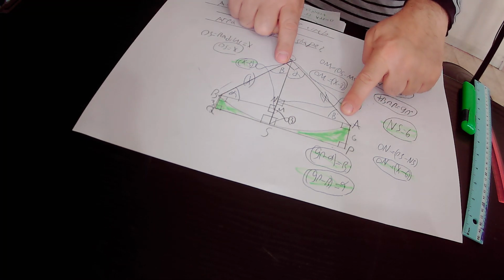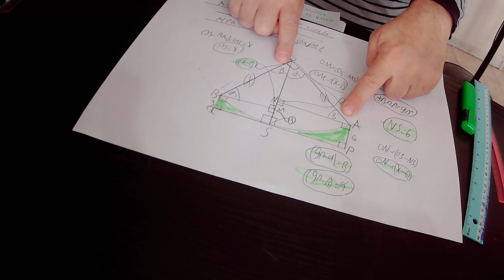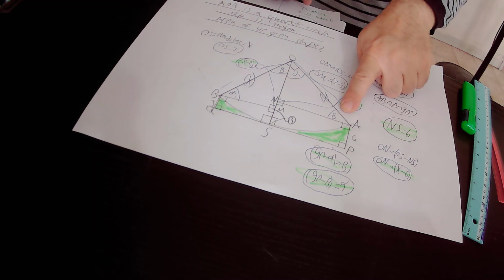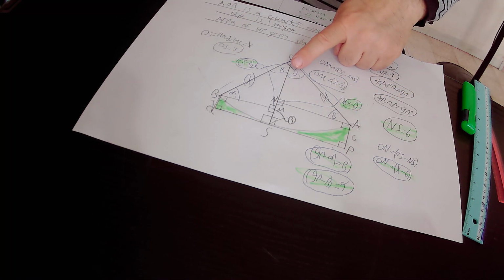Those two angles, they are both equal to beta, therefore they are equal to each other. So actually this is angle OAN in the right triangle ONA, and it is equal to this angle. This is actually angle BOM in the right triangle OMB.